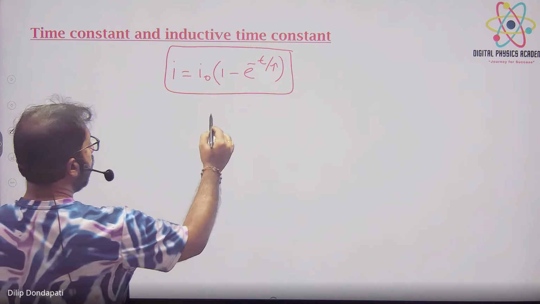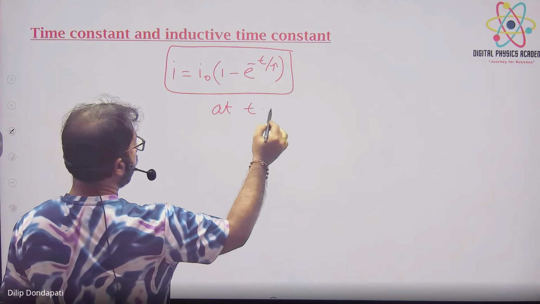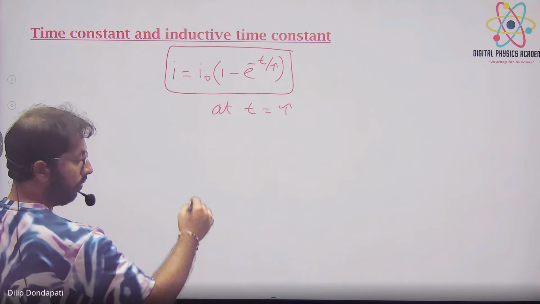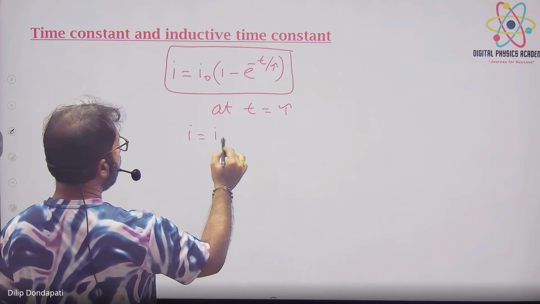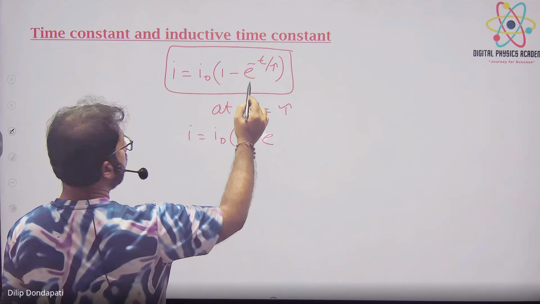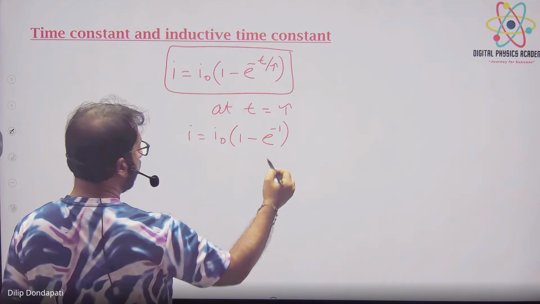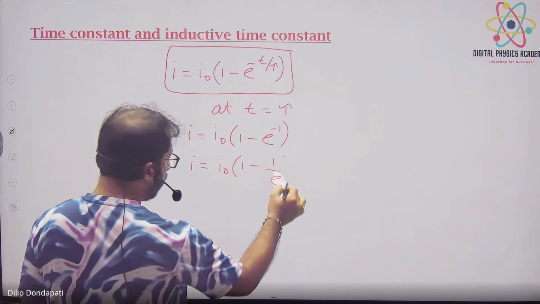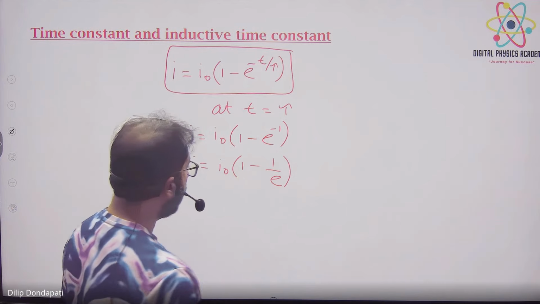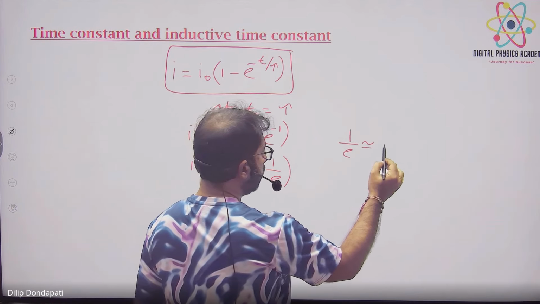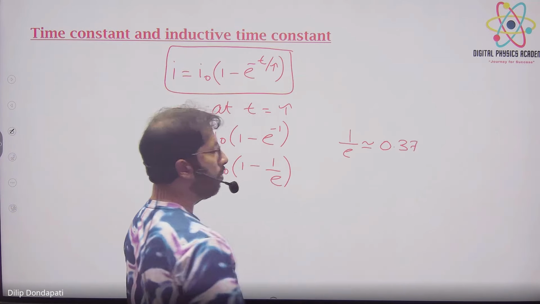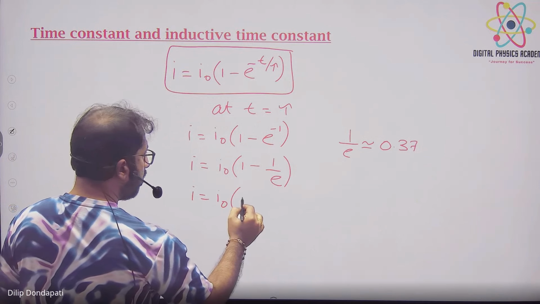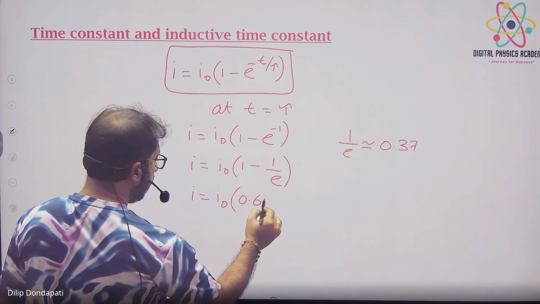Okay. Suppose at time t equal tau. Now calculate how much the current will be. At small t equal to tau, find the current. I is equal to I naught into 1 minus e power minus tau by tau, which is minus 1. So I is equal to I naught into 1 minus 1 by e. E is the exponential value, and the approximate value of 1 by e you have to remember is 0.37. Substituting, I is equal to I naught into 1 minus 0.37, which is 0.63.